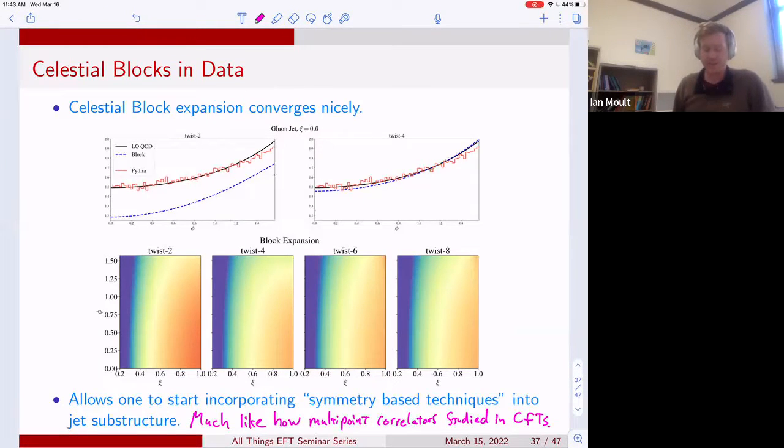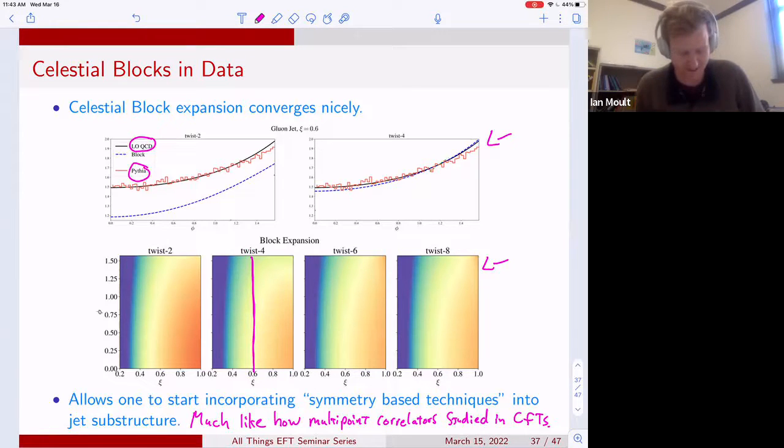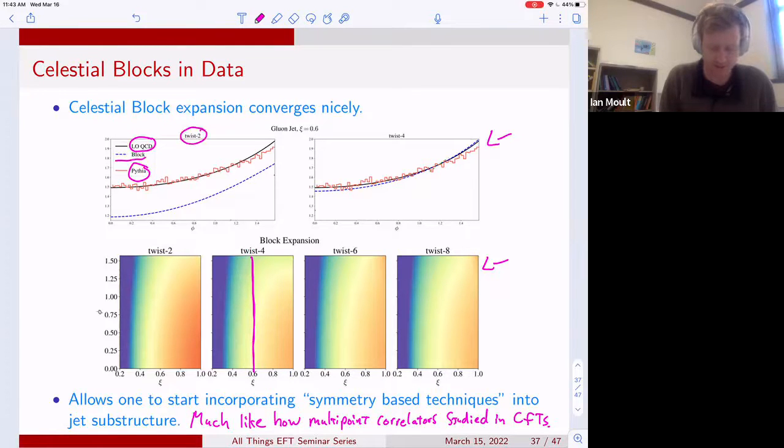To see how this works, it's a little hard to look at in these 2D plots. So in the top, this is just a slice at a fixed value of this angle. You can see the full calculation, which I showed earlier, in black, compared with Pythia, which in this case is just a stand-in for data. And then the expansion in the celestial block at twist 2, shown here, which is the leading twist. And then if you add in the twist 4 data and the associated twist 4 partial waves, you can see that this very rapidly converges to the full result.